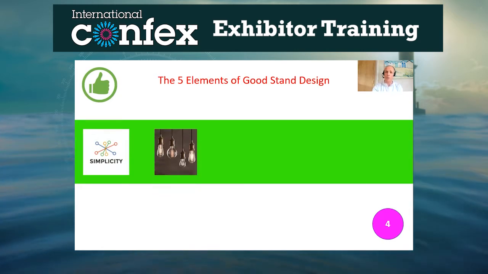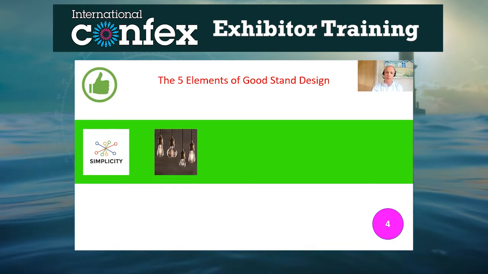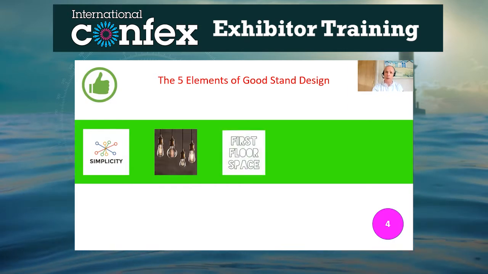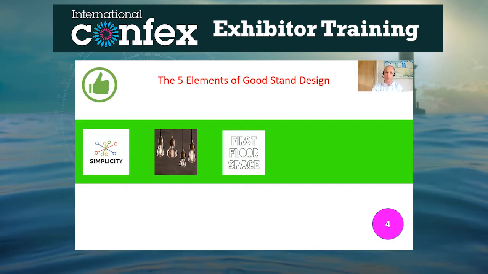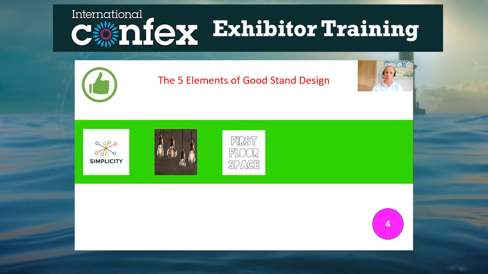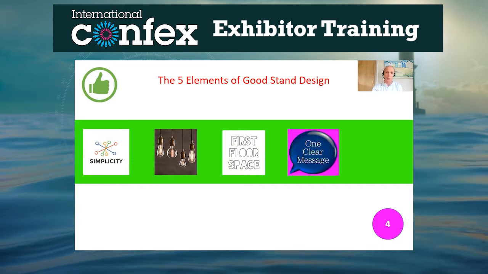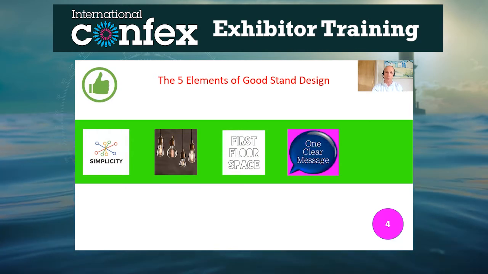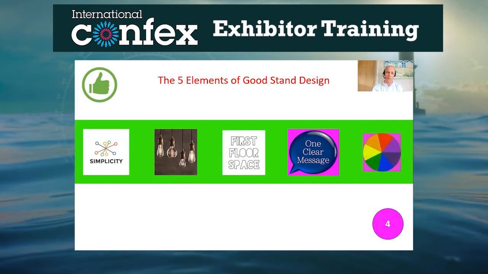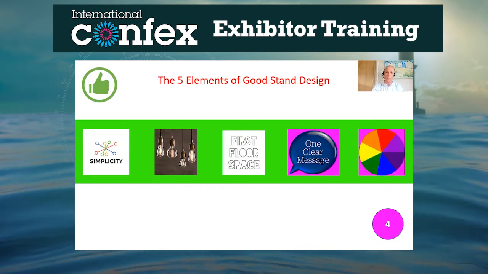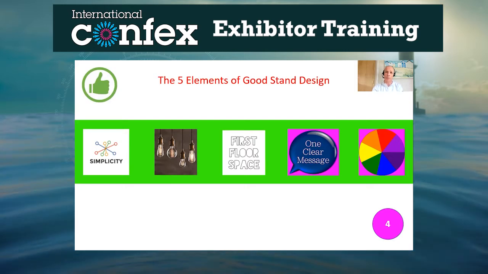The second area we look at is lighting and how important lighting is for our stand. Thirdly, we look at the whole idea of how much floor space we need to have free for visitors to be able to feel comfortable and have access to walk onto our stand. Really, really important. Number 4 is having one clear message, not confusing our visitors with what we do or what we don't do. And lastly, we talk about the idea of color. What kind of colors do we use to really gain that impact when we exhibit?